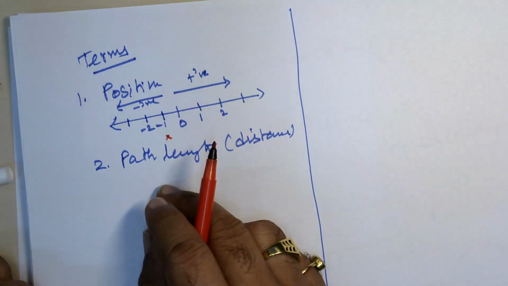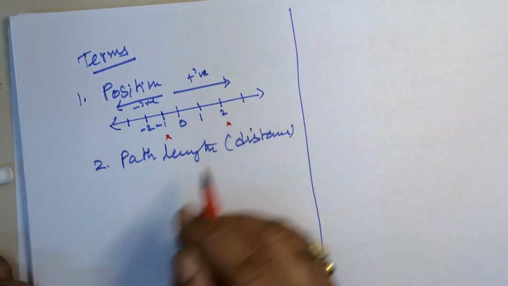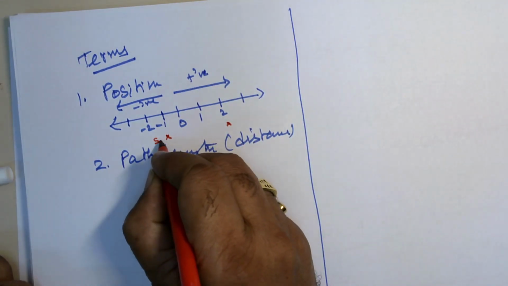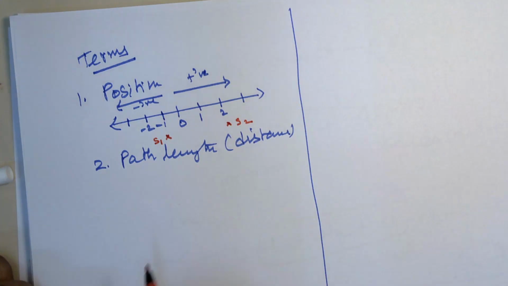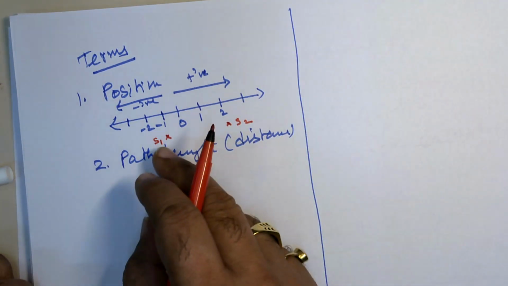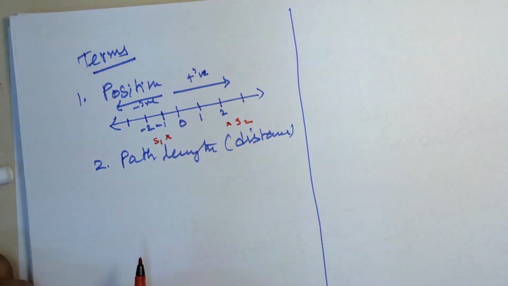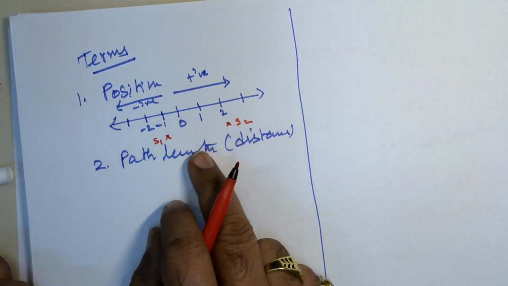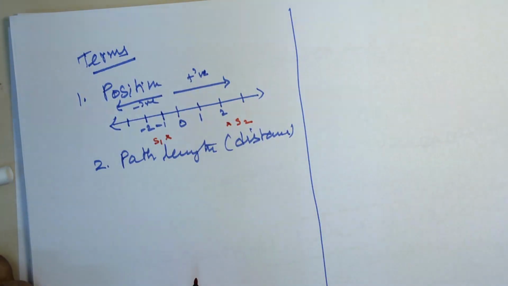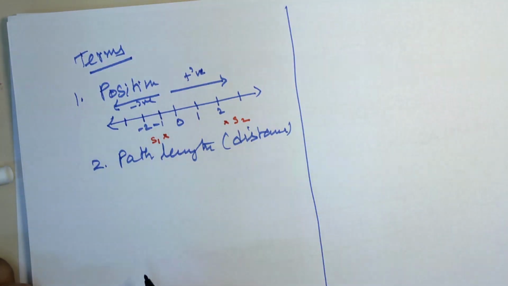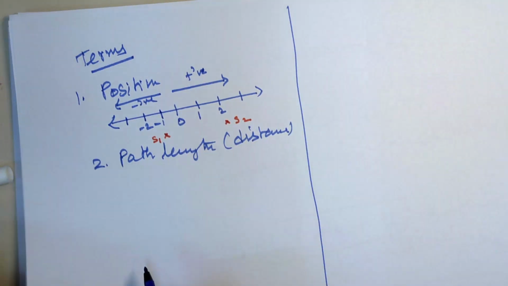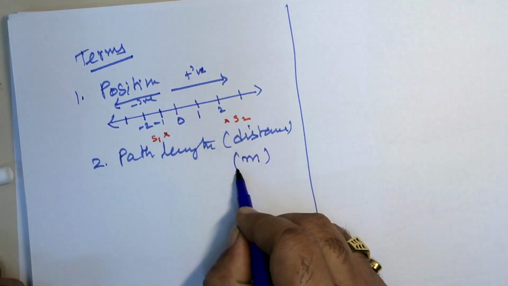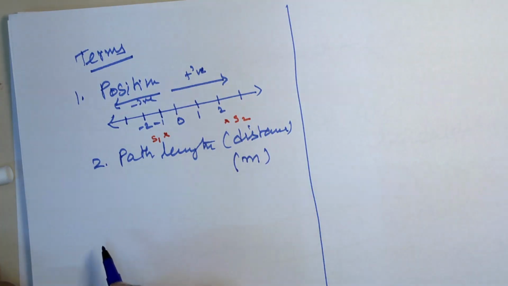And let me consider this position. Let me say this is S1, this is S2. What is the position of S1? -1 with respect to 0. What is the position of S2? 2 with respect to 0. I hope now you should be able to understand the reference point here, right? Then path length. Path length is also called the distance, that is the distance traveled. And what is the SI unit? Meter, right? Let us discuss one problem.